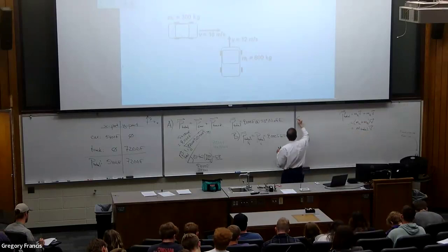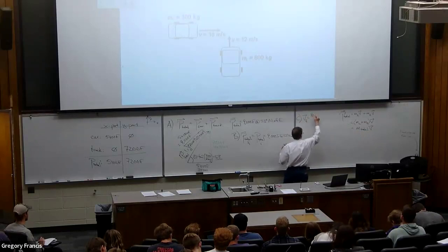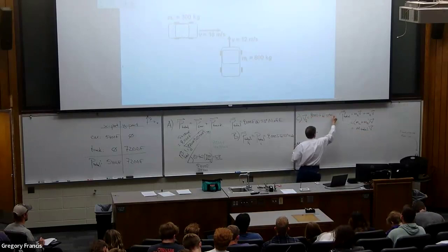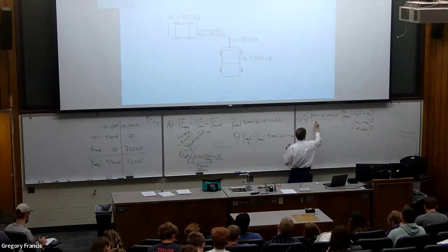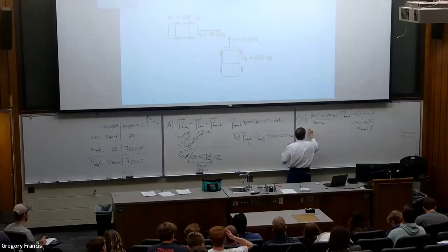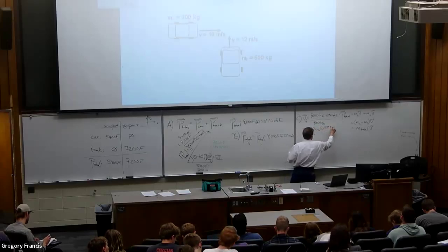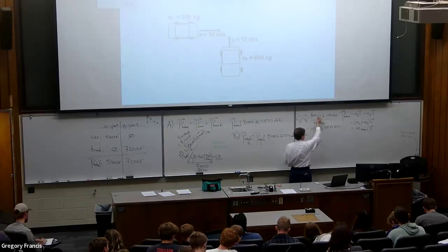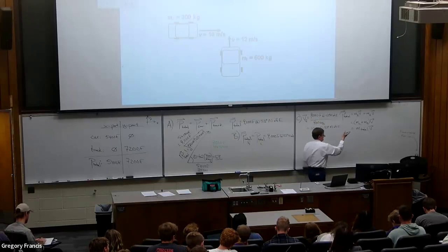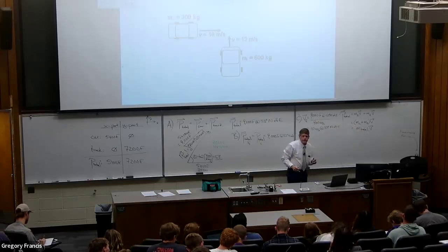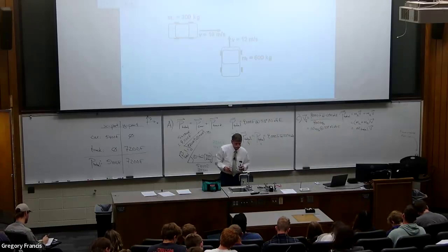And so for part C, I can say the final velocity is going to be 9,000 kg·m/s at 53 degrees north of east, divided by the total mass. 600 plus 300 is 900 kilograms, and that's going to give me 10 meters per second at 53 degrees north of east. Now I can only do that, divide the total momentum by the total mass, if they're moving together. If they're moving together. Okay.